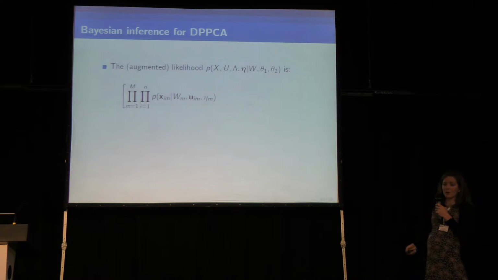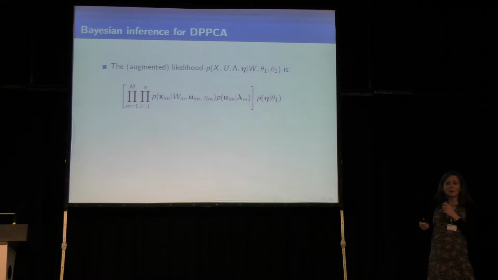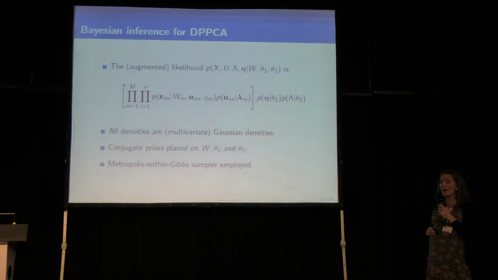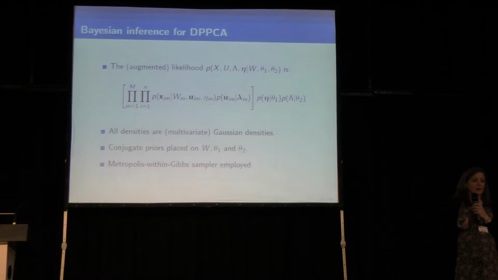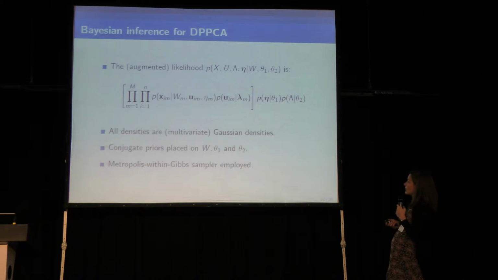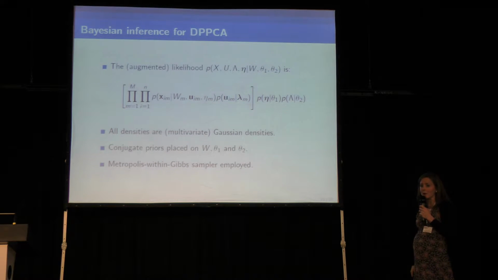This is the model for our data. I have the model for our latent scores, the model for the log volatilities, and the model for the other part of the log volatilities. It looks complex, but every single one of these densities are simply multivariate normal Gaussians, so it's quite straightforward. We simply use conjugate priors, and I use a Metropolis within Gibbs sampler.